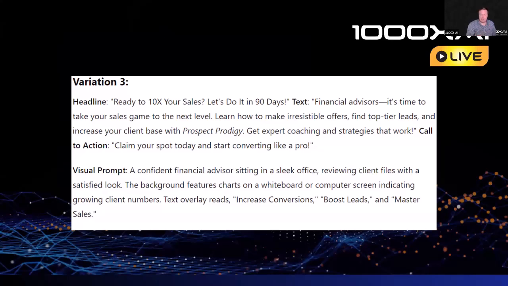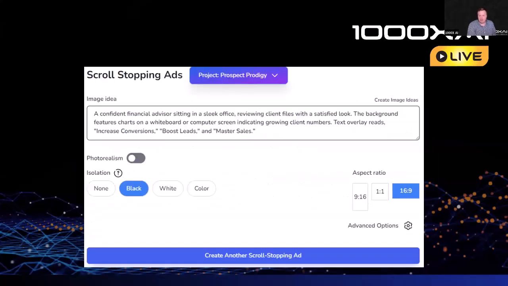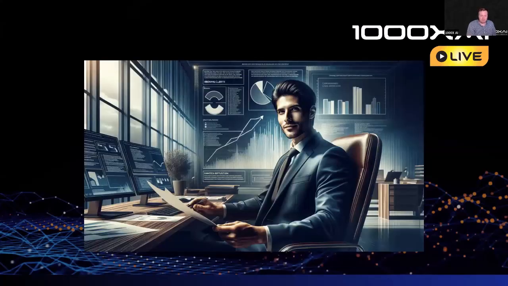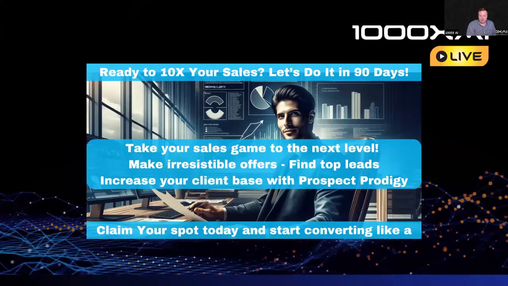So variation 3 is a little bit different. It's an advisor in a sleek office looking at client files. He looks satisfied. Then we have a background featuring charts on a whiteboard, a computer screen showing growing client numbers. And the AI will just figure out what it wants to do with this prompt, and we'll paste that in for scroll stopping ads as well. I'll do this one as the banner 16:9. So this looks decent, and then we just go over the top.